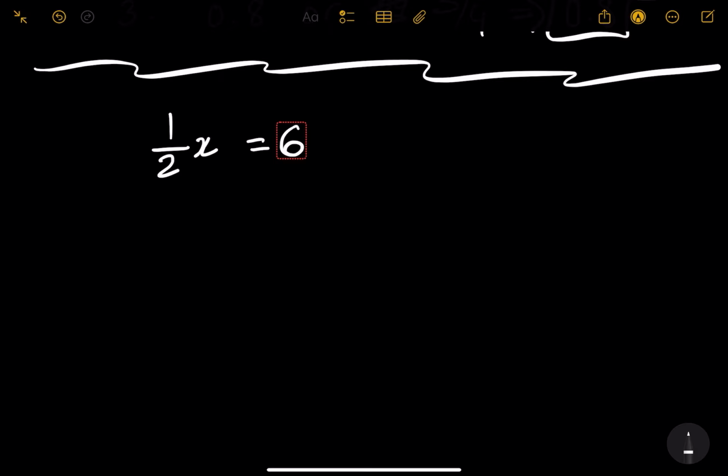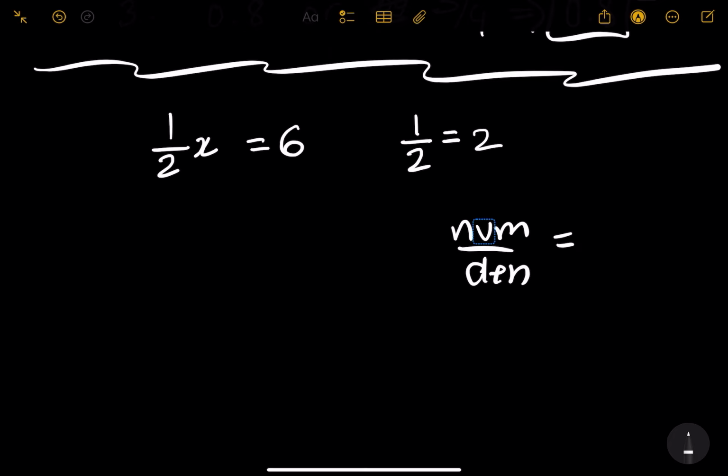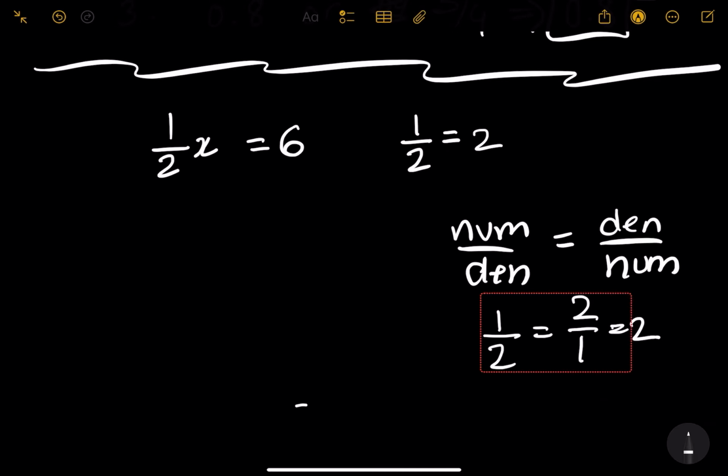So we multiply by the reciprocal. What's the reciprocal? The reciprocal of 1/2 is going to be 2. The reciprocal is when the numerator and the denominator switch. So the reciprocal would be the denominator over the numerator. Hence, if the fraction is 1/2, the reciprocal would be 2/1, which is equal to 2.